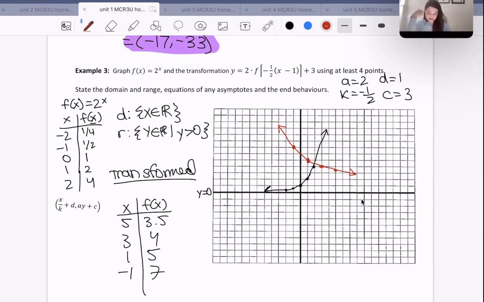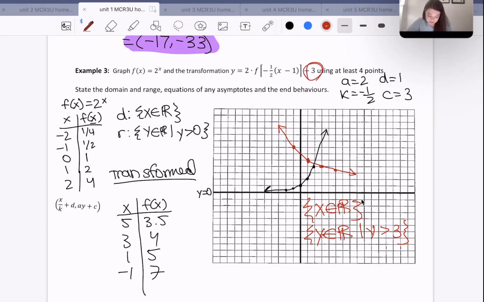Now it also asks us to state the domain and range, the equation of the asymptotes, and the end behaviors. So let's do domain and range first. Domain, first of all, is the same. It's just going to be all real numbers. Range, on the other hand, has changed. Range must be y is greater than 3, right? Now why is that? Why must the range be greater than 3?